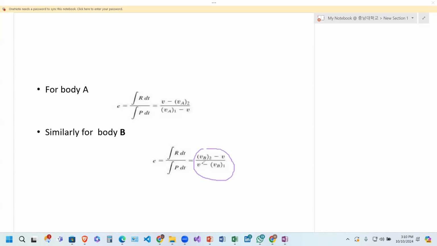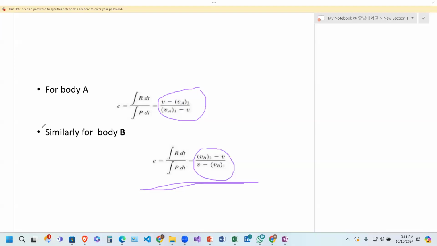The same applies to B. For B, we also write out these equations, but they are different because B has a final velocity greater than that of A. So if we write out the equations, we end up having V_B, the final velocity, minus the common velocity, over the common velocity minus the initial velocity. I've not written down the equation for particle B, but in your free time and in your discussion groups, you can try it out, because this is very easy. So we have now come up with the coefficient of restitution.